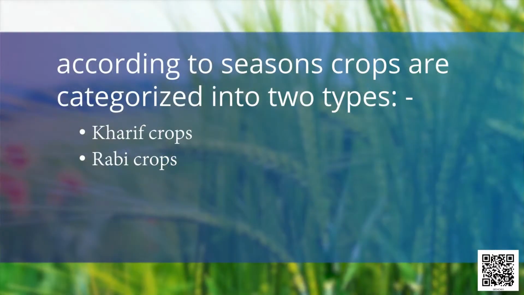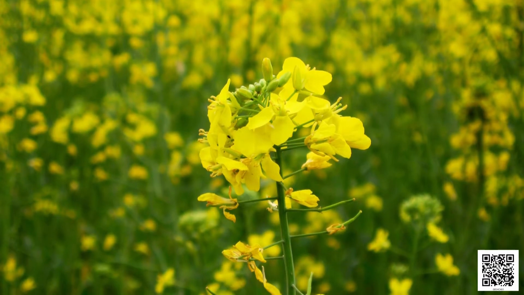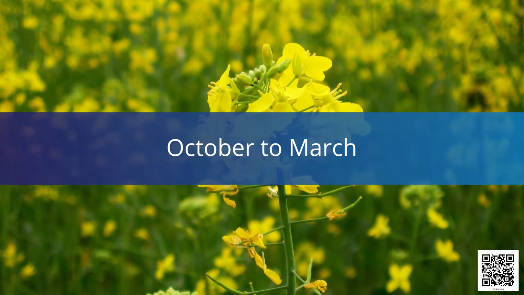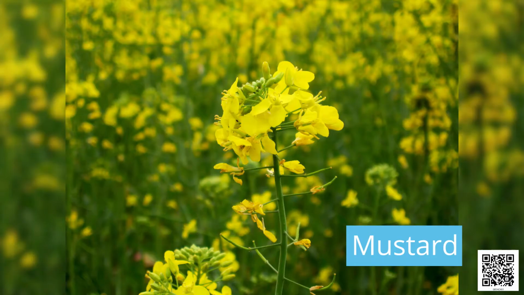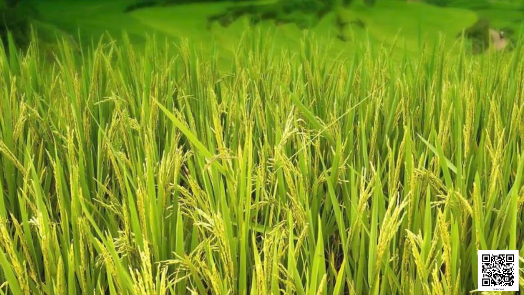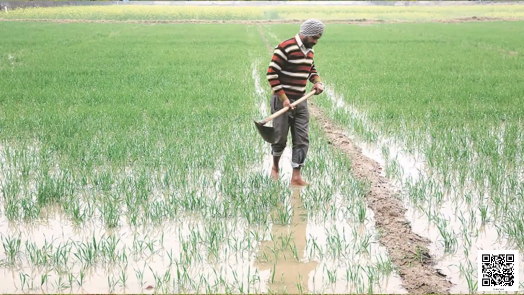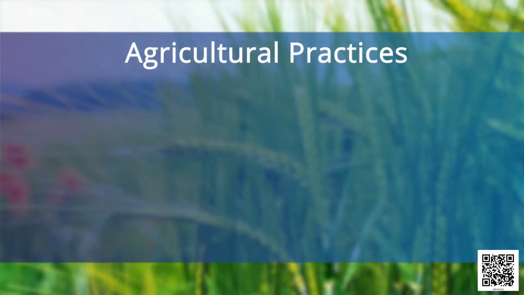The second type of crop is Rabi crops. The crops grown in the winter season are called Rabi crops. The time period of Rabi crops is from October to March. Some examples are wheat, gram, pea, mustard, etc. After discussing the types of crops, now we will discuss agricultural practices. Cultivation of crops involves several activities undertaken by farmers over a period of time. These activities or tasks are called agricultural practices.